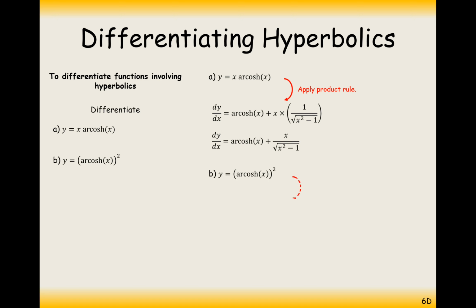And on to the second one, this will be the chain rule. So we differentiate the inside function first, which is 1 over the square root of x squared minus 1. And then we differentiate the outside function, which is squared. So it's something squared, so x squared is the outside function here. Move the power to the front and then reduce the power by 1, so it'll be 2 arcosh x. Simplify a little bit by moving the 2 onto the top, and you've got yourself a simplified answer.